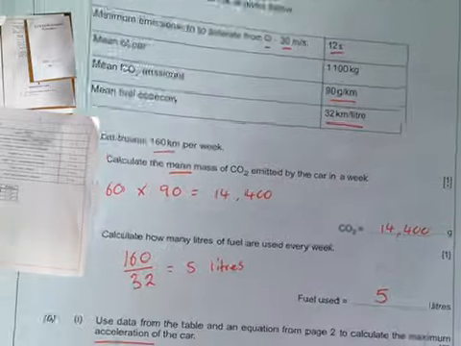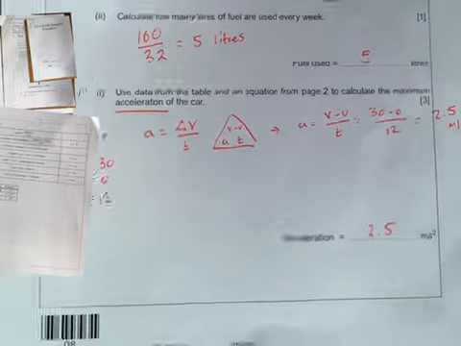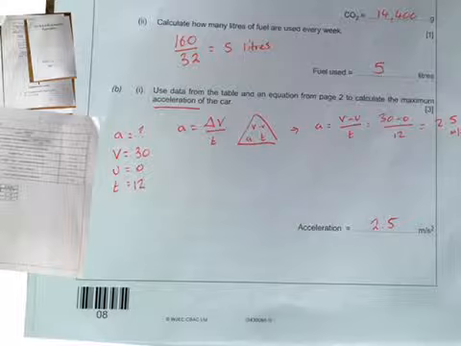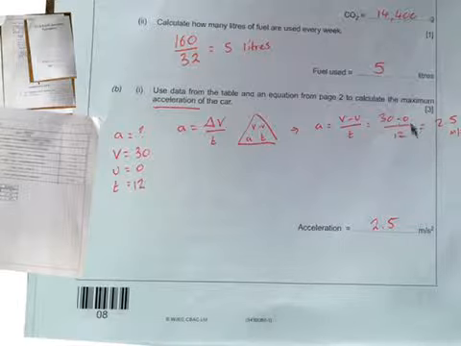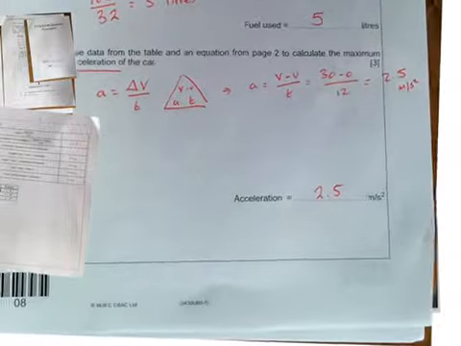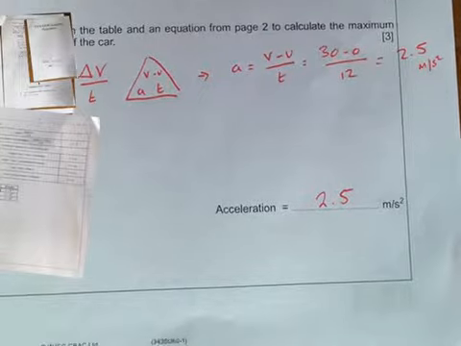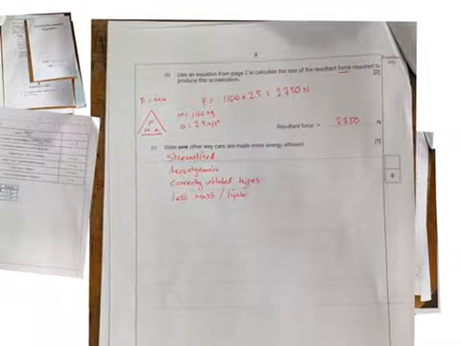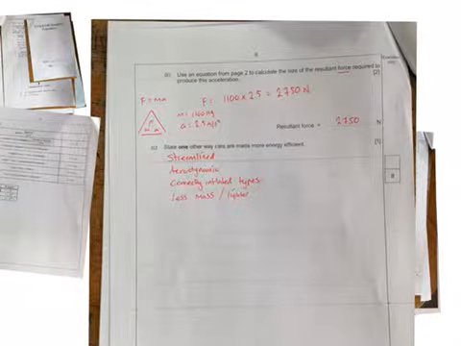So for this, you are literally doing a triangle. Remember, if it's on top, it stays on top. So if I'm looking for acceleration, v minus u, it's going to be 30 minus 0, because 30 is my final velocity, over the 12 seconds from the table. It's going to give me 2.5 meters per second squared for an acceleration. I'll finish this question, and then I'll move on to part 2 of the video.